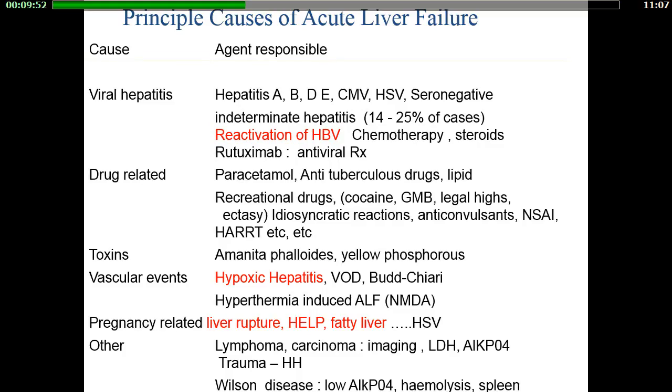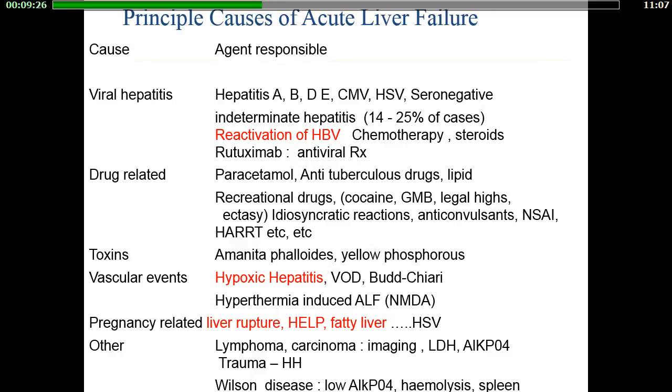So if one summarizes the causes of acute liver failure, you have the viral hepatitides, A, B, B plus D, and E. In the immunocompromised population, one must think about CMV, HSV. Then there's the seronegative or indeterminate causes. They look like a virus. They might be autoimmune, not quite sure what they are.